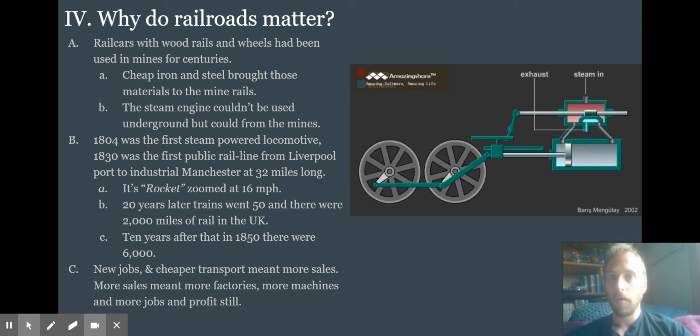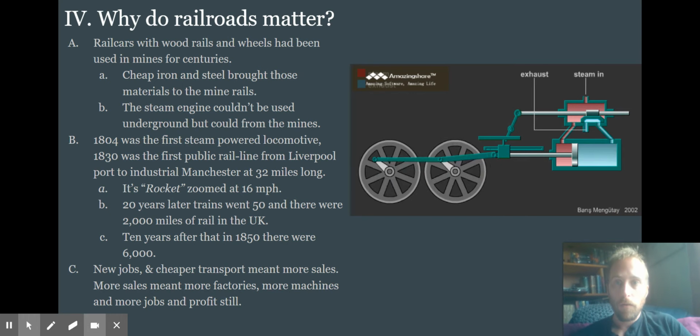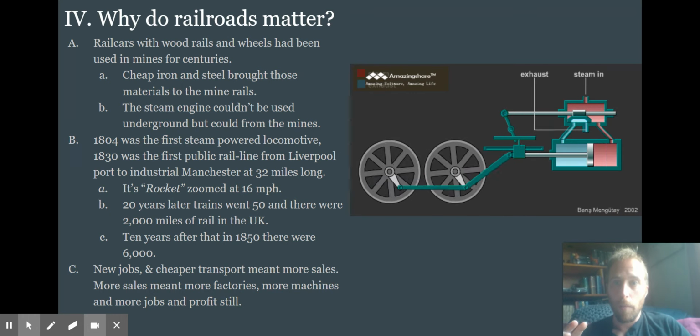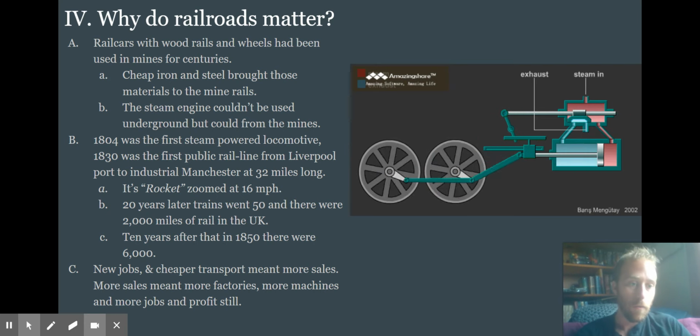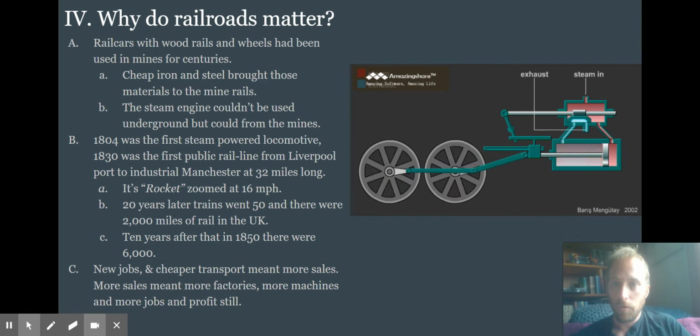So here's a GIF of how a steam engine works, and you can see it's attached to two wheels here because this is the section about the railroad. Basically rail cars have been used since basically Roman times with wooden wheels and wooden rails in mines to take goods like coal out of the mines and into wherever they were going to be used.